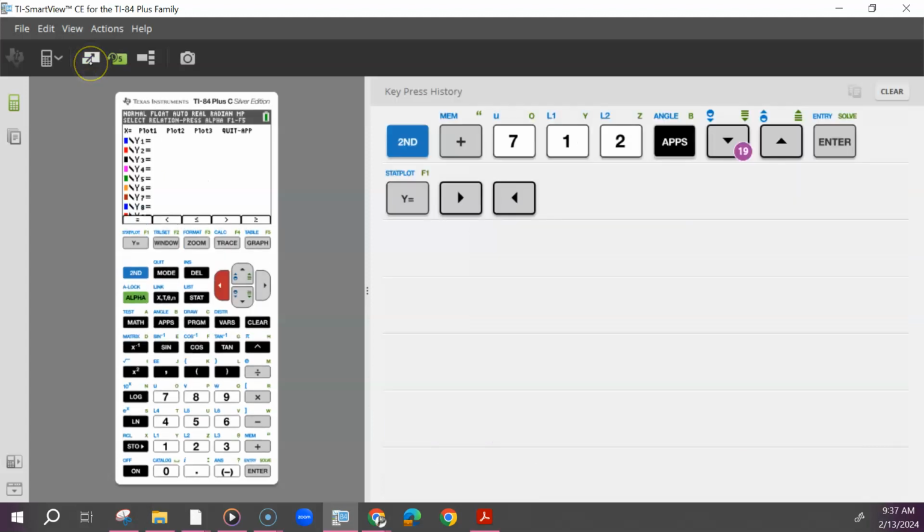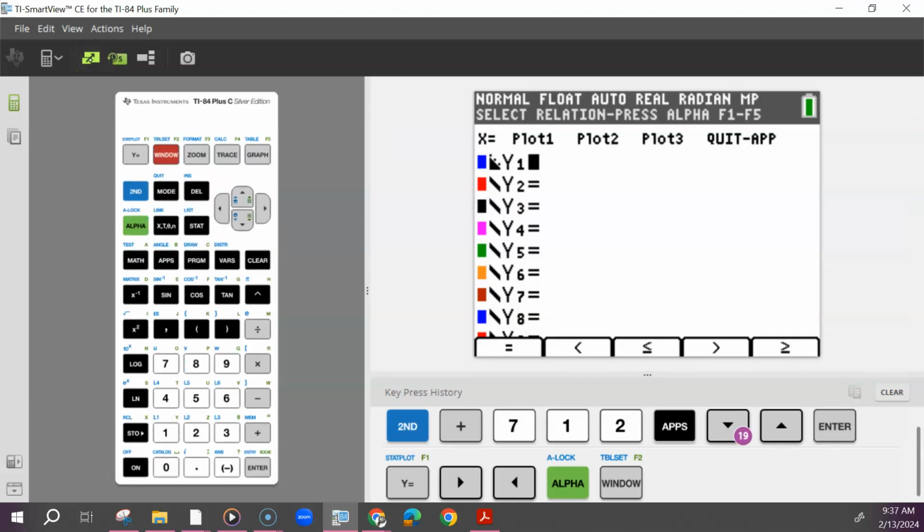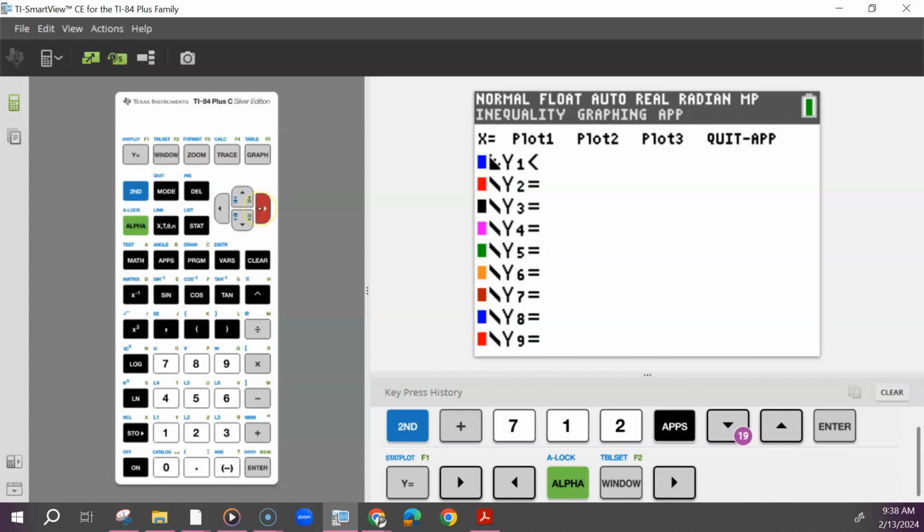So to change the symbol, you're going to use alpha, then whichever button. So for less than, alpha window. And you should be able to see that the thing off to the side will change to a dotted or dashed line where it's shaded below. And then if you move away from that, you can put in the rest of the inequality, 3x plus 2.